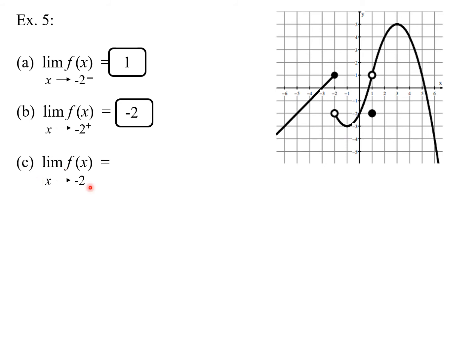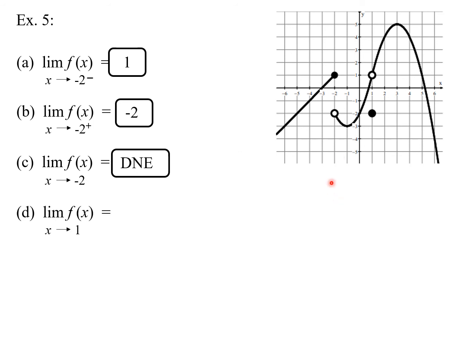All right, now, the limit of f of x as x approaches -2. This is not a one-sided limit. This is just a limit, so it has to approach the same value from either side, and it does not. It goes to 1 here, it goes to -2 there. So that means the limit does not exist.